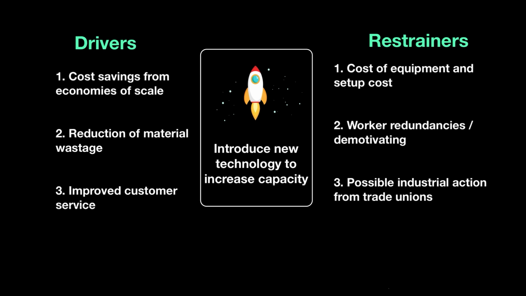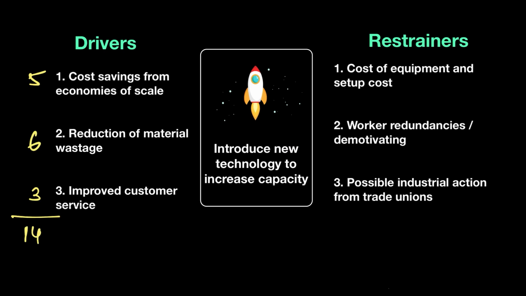So let's say when we look at the drivers, the cost savings from economies of scale, we want to see how important this driver is. Out of a 10, let's say I'm going to give this a 5. Reduction of material wastage, that's good, so let's say that's a 6. And improve customer service, I feel that workers can do a better job, so let's say that's a 3. And then I total this up. So 5 and 6, 11, 11 and 3, 14 is the score on the drivers' side.